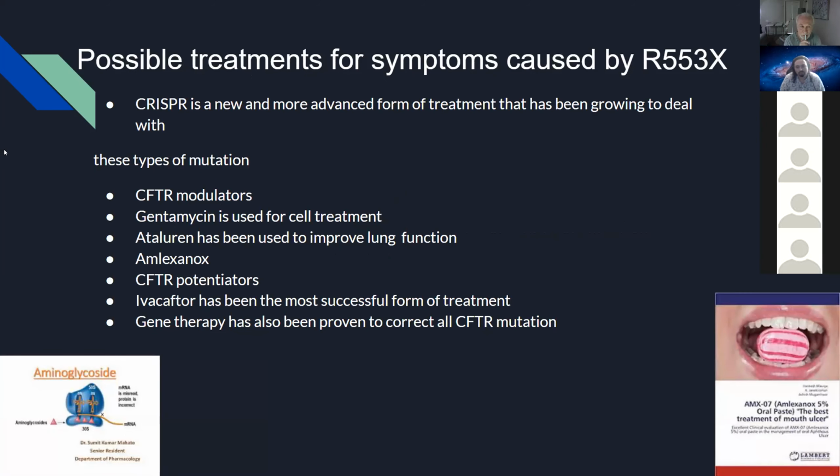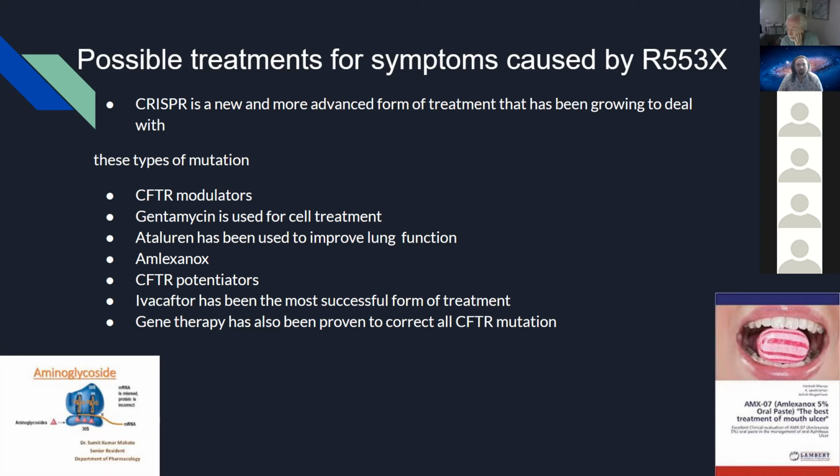So, possible treatments for the symptoms. You could use CFTR modulators, which can be used to target the CFTR defects. Gentamicin, which is used for cell treatment, basically kills bacteria, or it can also stop the growth of bad bacteria. Adalurin has been used to improve lung function, and a little fact is you shouldn't be taking gentamicin with Adalurin. So definitely talk to a doctor if you are taking any of those.